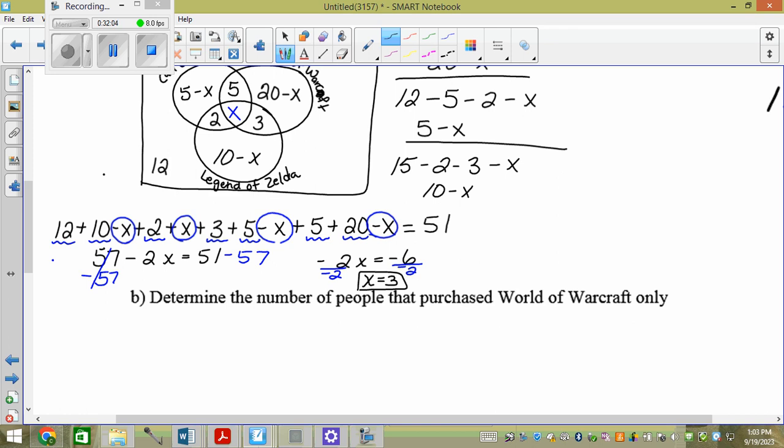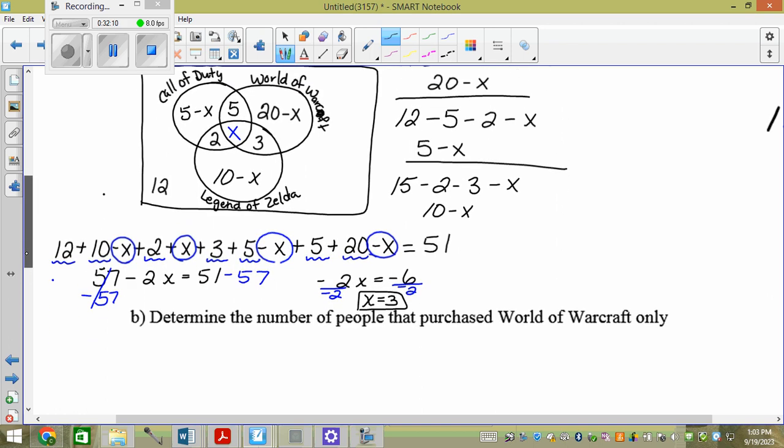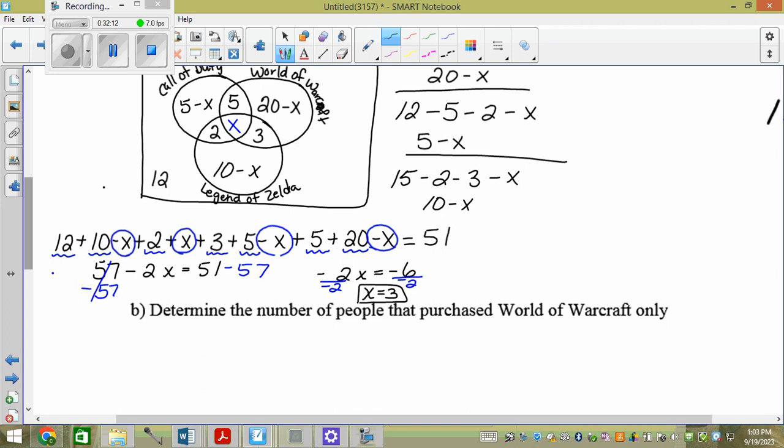So when it says determine the number of people that purchased all three, it would be 3. But now I can put the 3 in for all the x's, correct? So the answer to this one would be 3. The answer to this one would be 17. The answer to this one would be 7. The answer to this one would be 2.